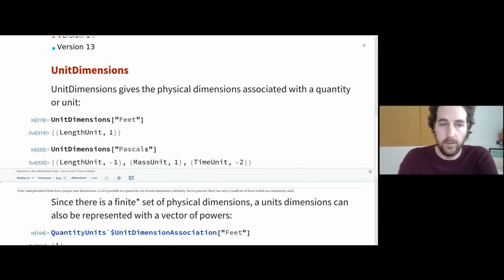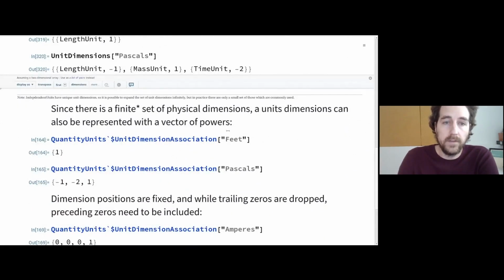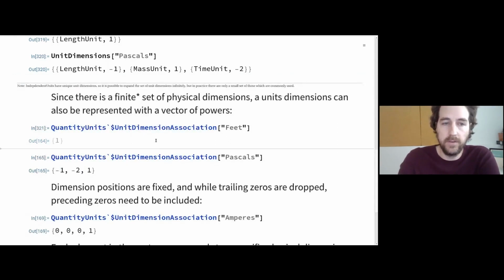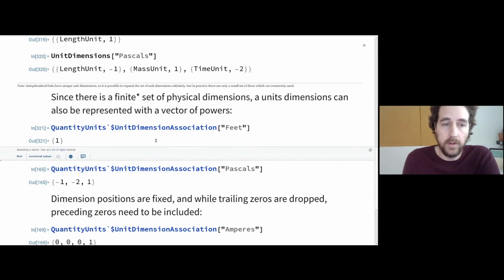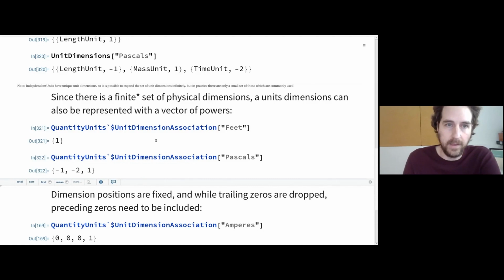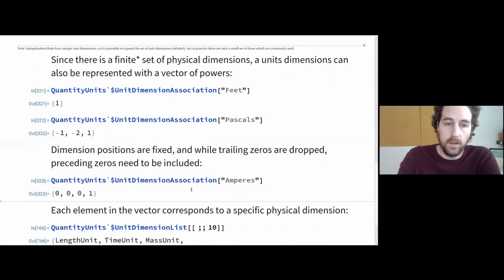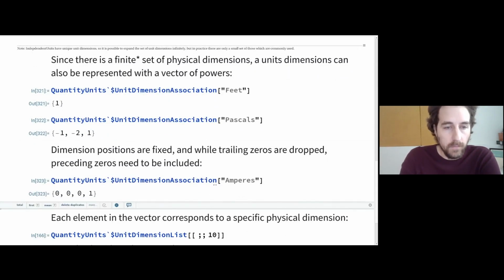Same goes with units that have compound unit dimensions. Because there is effectively a set number of physical dimensions, we can also represent this, instead of as a list of the dimensions and the powers, as just a vector of unit powers. So for feet, I basically just know that there's a single unit dimension that's raised to power 1. For pascals, I have 3 different unit dimensions of length, mass, and time in a specific combination. And ordering here is important.